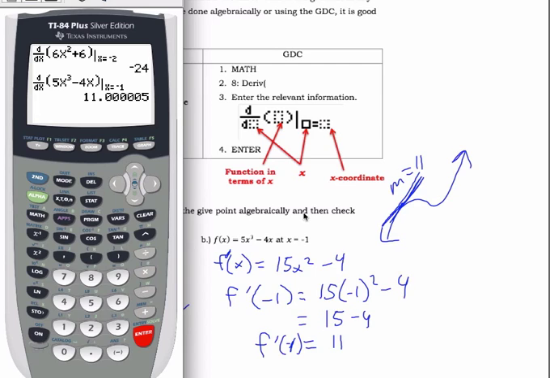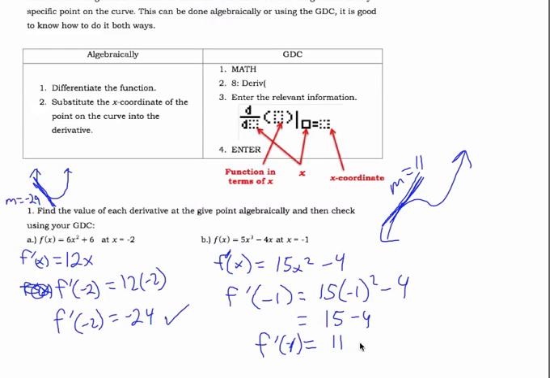So the calculator uses estimating methods to find a derivative. So if you get something like this that's very, very close to 11, then chances are the calculator made a slight estimating error, so it should be exactly 11, and that matches what we did by hand.